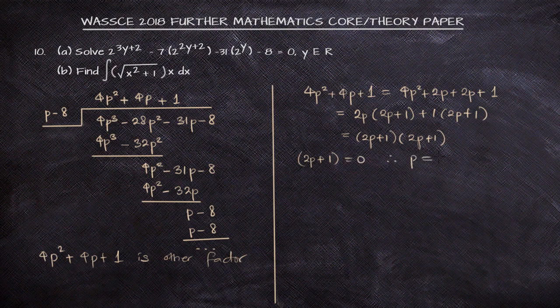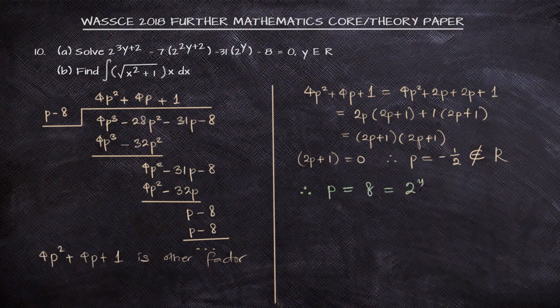So from here, p will be minus 1 over 2 as indicated in our calculator, but minus 1 over 2 is not a real number. This is not a real number, so we can't use that because our question said that we want to evaluate y for a real number. So we can go ahead to say that means our p is 8, and of course 8 is a real number.